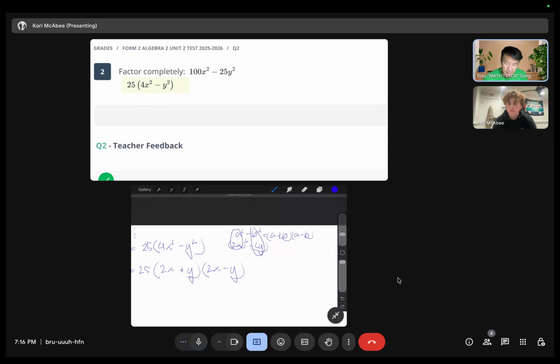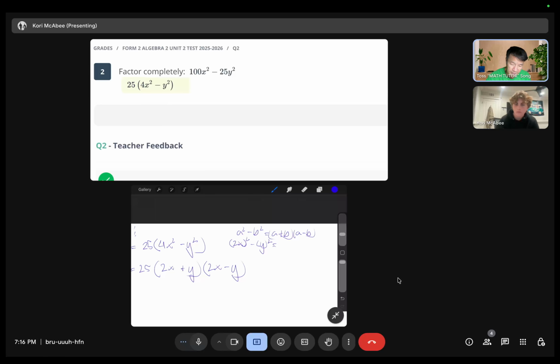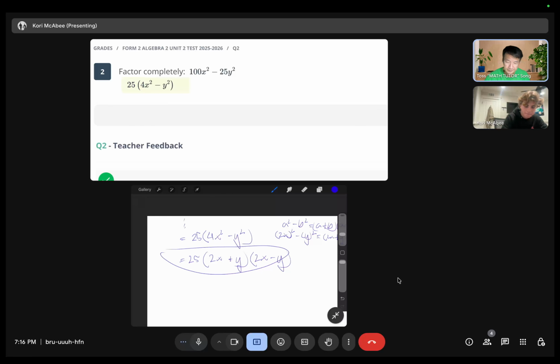See it? So you have to actually factor out or regroup to get your a, because you may not see it from 4x squared. So if you regroup it with the parentheses, your a now is 2x. So that's why you apply it. That's why you got the 2x plus y, 2x minus y from here. Okay, this is final.